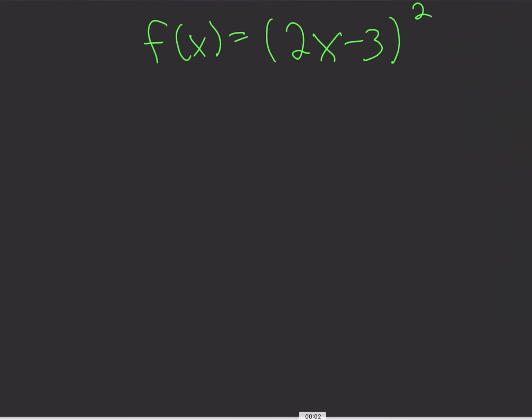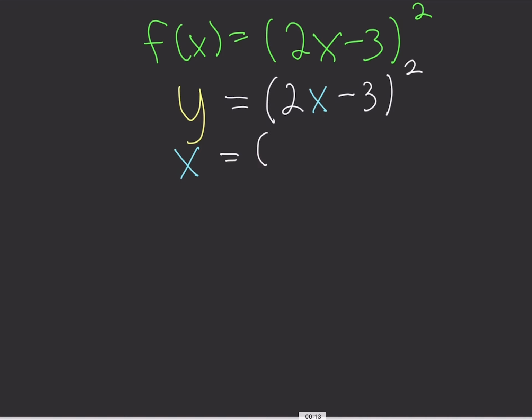Here we have a function f of x equals (2x minus 3) squared. So we're going to start the same way to find the inverse. Rewrite the f of x as y, so we'll have y equals the same (2x minus 3) squared in parentheses. Switching the x's and y's, you're going to end up with x equals (2y minus 3) squared. Now solving for y, notice this time we have the whole right side is squared. So we're going to undo that by square rooting both sides.